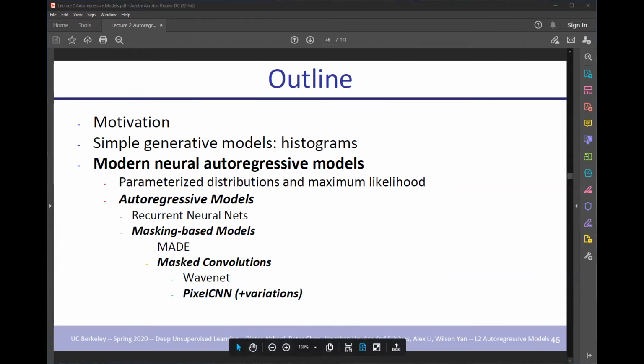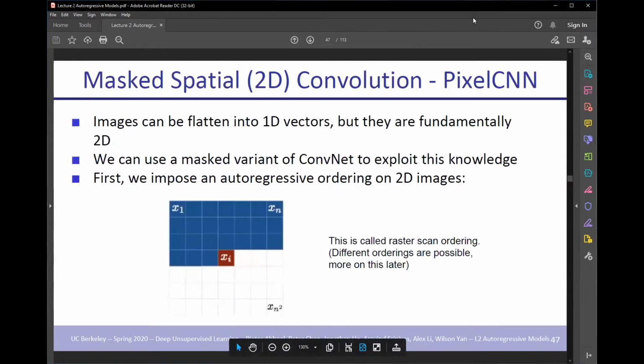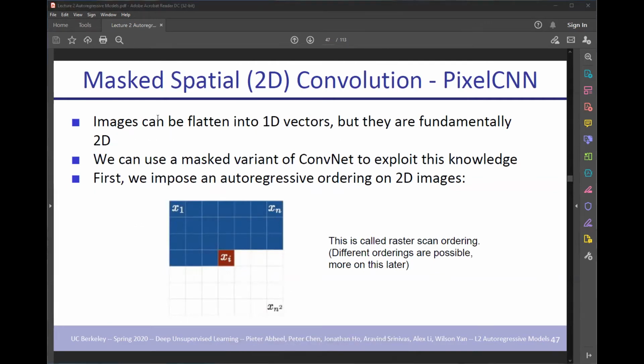So along came this picture about the PixelCNN. Images can be flattened into 1D, this is exactly what I said, but can we use the mask variant to impose the autoregressive ordering? Now keep in mind that the raster scan ordering means that you start at the top left and go to the right end of the image, and then start again below x1 and go through, and so on and so forth. And this is an N squared pixel image.